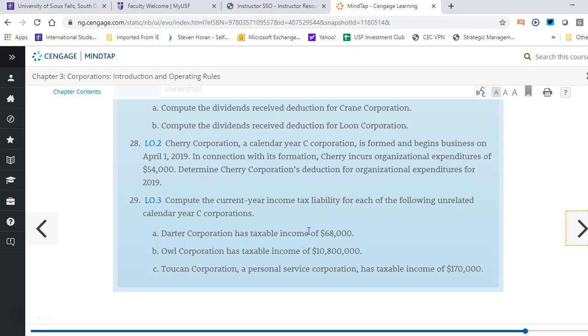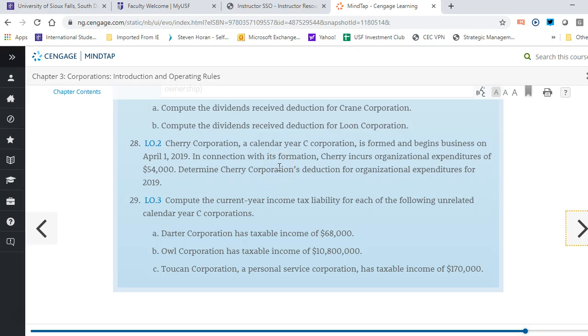And the last one we'll take a look at is 28. Cherry Corp, a calendar year C Corp, is formed and begins business on April 1 of 19. In connection with its formation, Cherry incurs organizational expenses of $54,000. Determine Cherry Corporation's deduction for organizational expenditures for 2019. So the question here is when the company organizes, how much of those organizational expenses can they take?